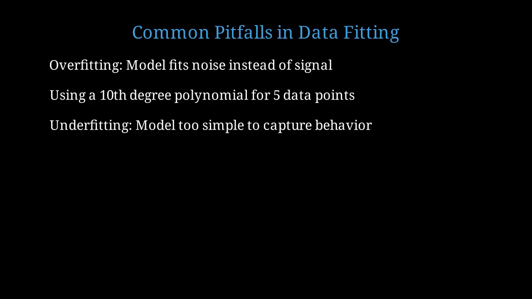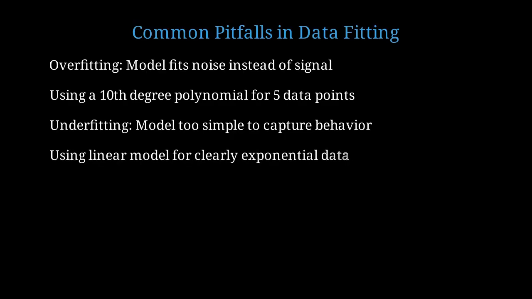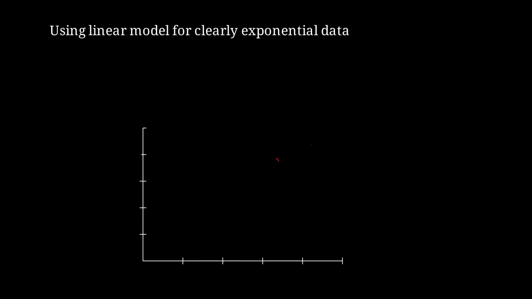Your model is too simple to capture the actual behavior of the system. Using a linear model when your data clearly shows exponential growth is an example of underfitting. Here's overfitting. The blue curve passes through every point perfectly, but it's fitting random fluctuations, not the underlying trend.